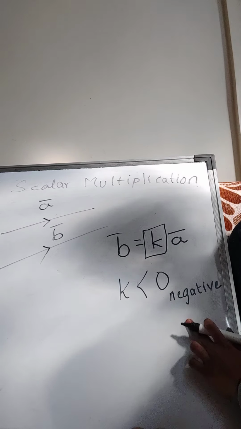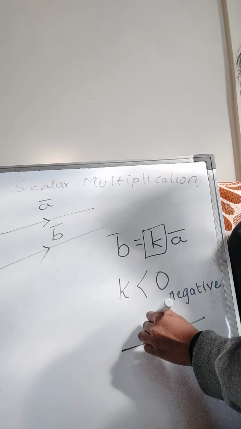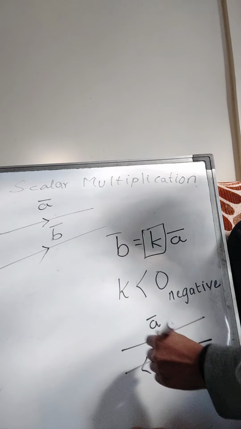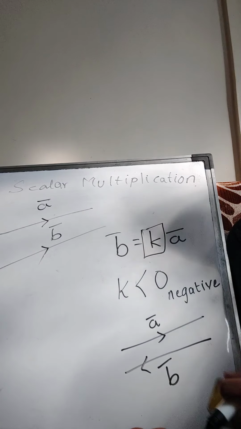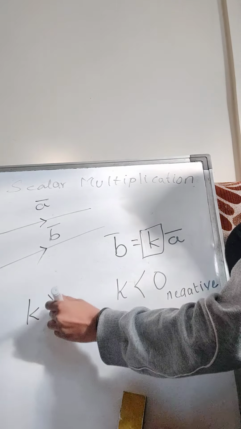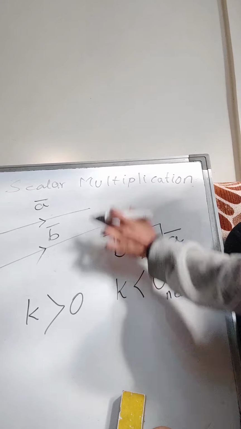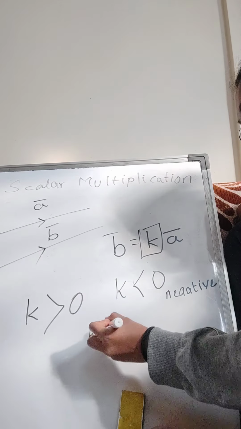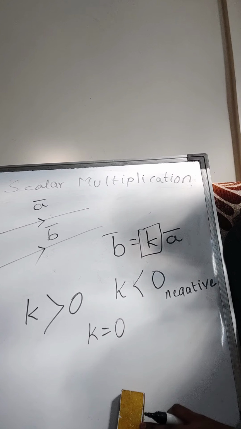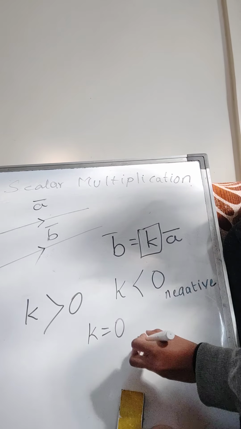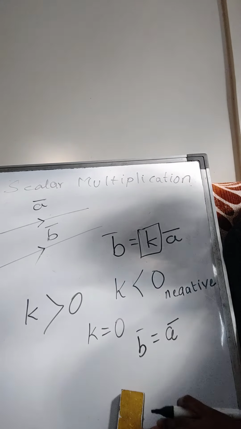So when K is negative, then you can say if A is in this direction, then B will be in this direction. Okay. Now when K is positive, then both are in the same direction. Now when K is 0, what will happen? Guess.